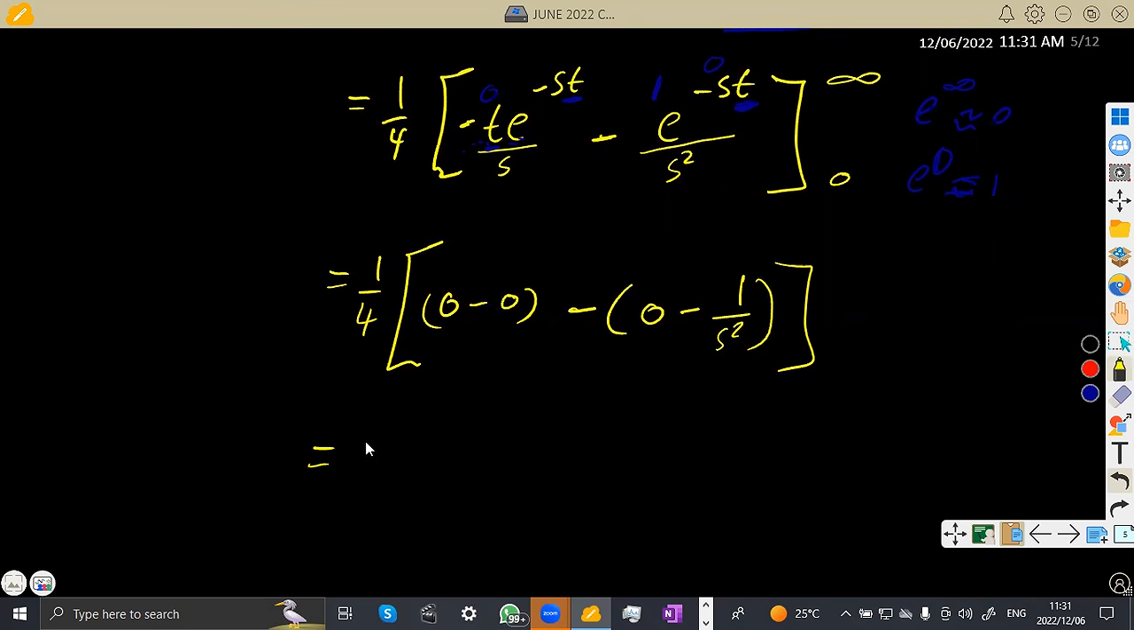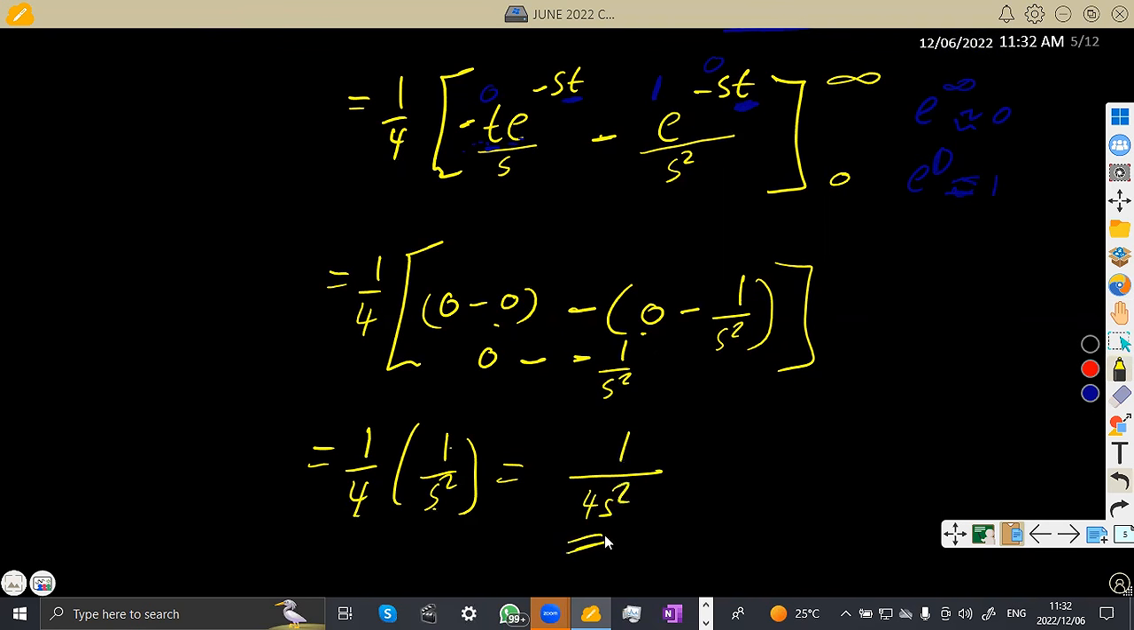So this will be 1/4 from 0 minus 0, which is a 0 here, minus 0 minus 1 over s squared, which is minus 1 over s squared. So minus and minus, that's a plus. So it is going to be 1 over s squared. So you multiply by 4, which is 1 times 1, that's 1 over 4 times s squared, which is 4s squared. All right, so that's what you're going to have at the end. This will be 1 over 4s squared.